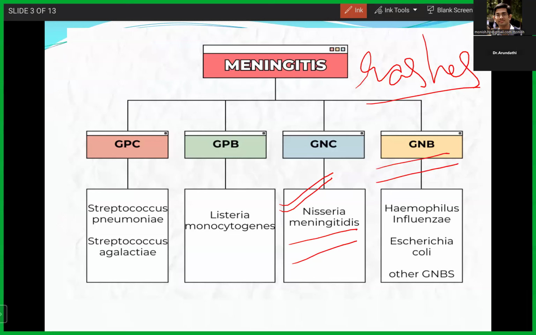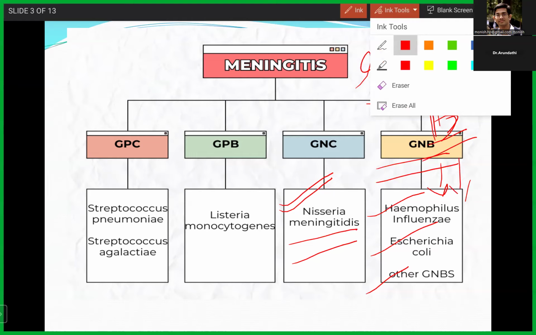The GNB, which is a causative agent of meningitis, is H influenzae. Actually, the cases have now decreased because of vaccination. Which vaccination is present for H influenzae? It is Hib, that is, the B serotype is targeted. The others are Escherichia coli, and name any GNBs that you can remember. It can be Klebsiella pneumoniae, Proteus, Pseudomonas, Acinetobacter. Anything that is present in hospital can cause infection in immunocompromised individuals.